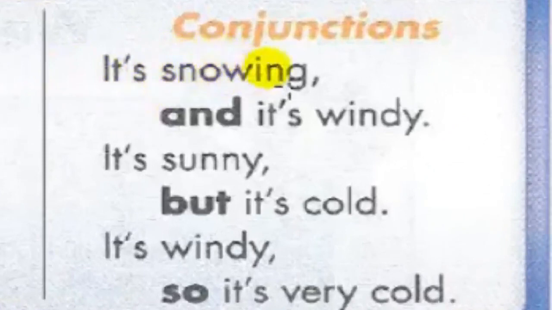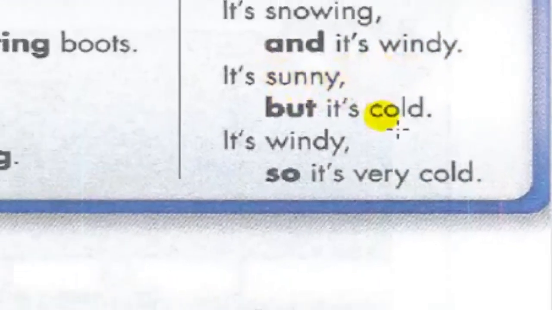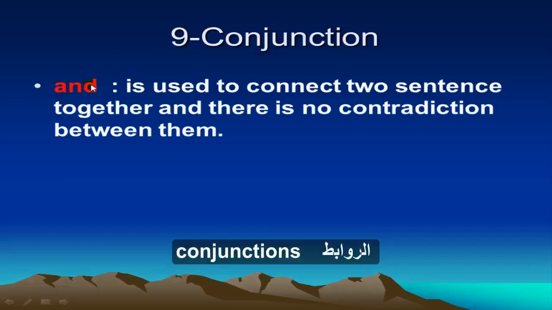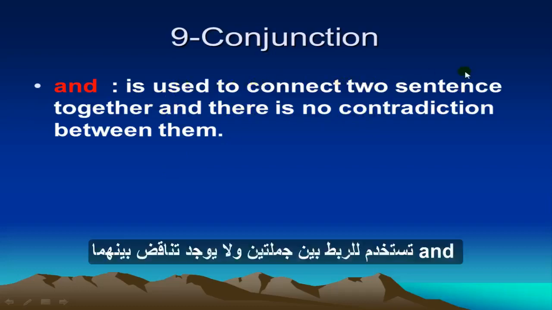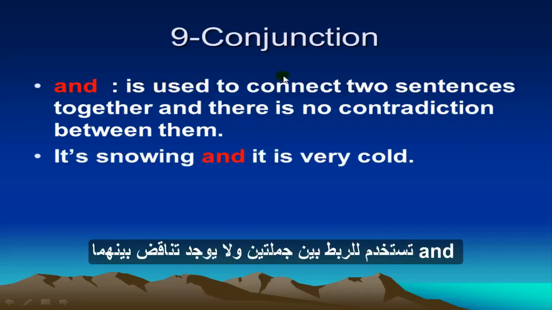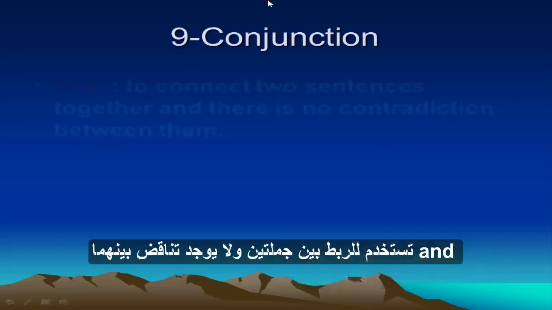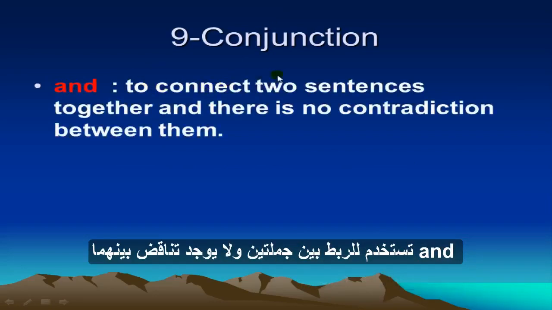Conjunctions. It's snowing. It's very windy. So it's snowing and it's windy. It's sunny. It's cold. Sunny, opposite cold. You have contrast. Conjunctions. And is used to connect two sentences together. There is no contradiction between them.